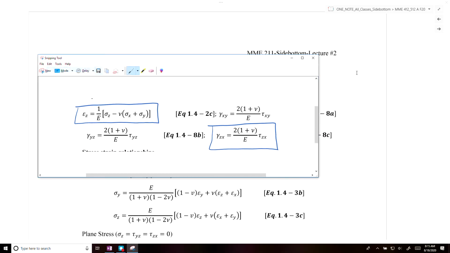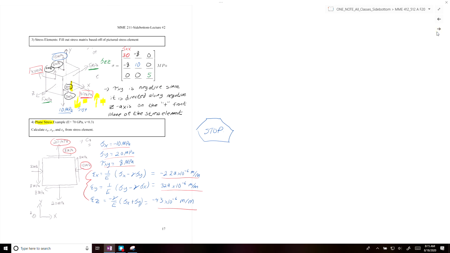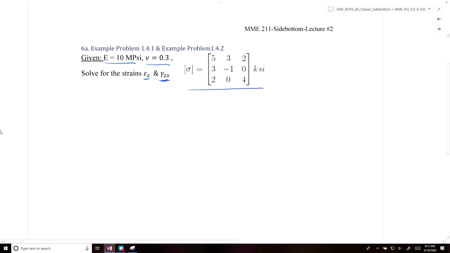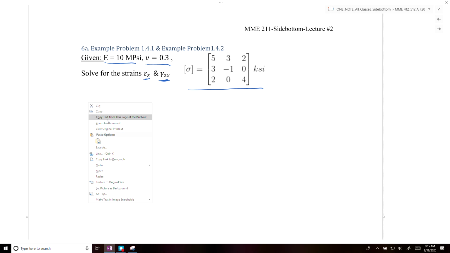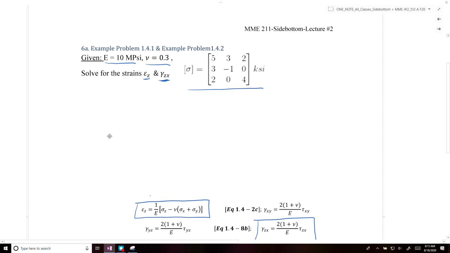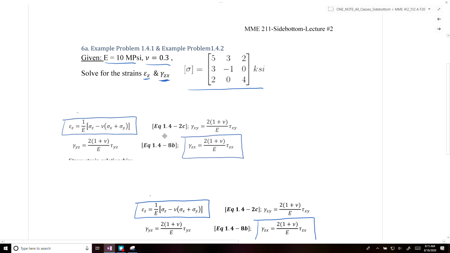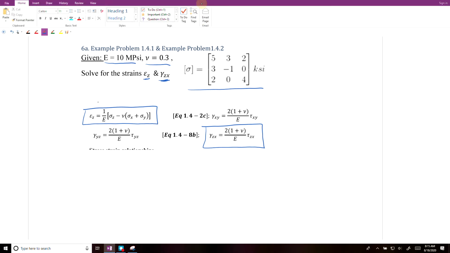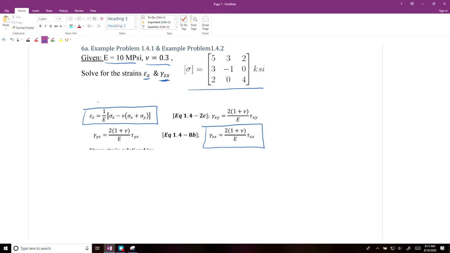I'm being very lazy using the snipping tool here. And we'll just paste those in. And then we can just plug in our numbers, and we'll try to solve for epsilon z and gamma zx.